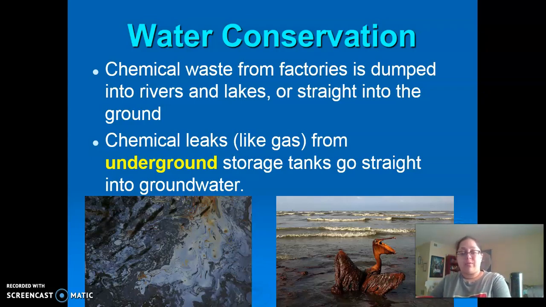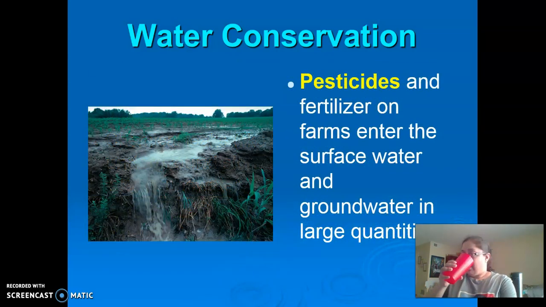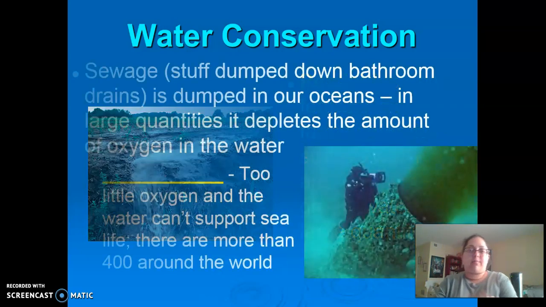Sometimes we have oil spills that contaminate our oceans and destroy our animal life in there. Pesticides and fertilizer on farms enter the surface water and the groundwater in large quantities. So when people put pesticides and fertilizer on their farmland, and it rains and all that water runs off, that stuff ends up in our groundwater. If it percolates through the ground, water can still carry some of those artificial chemical compounds because they don't get removed by the stone. They can persist in water despite that natural filtration system.